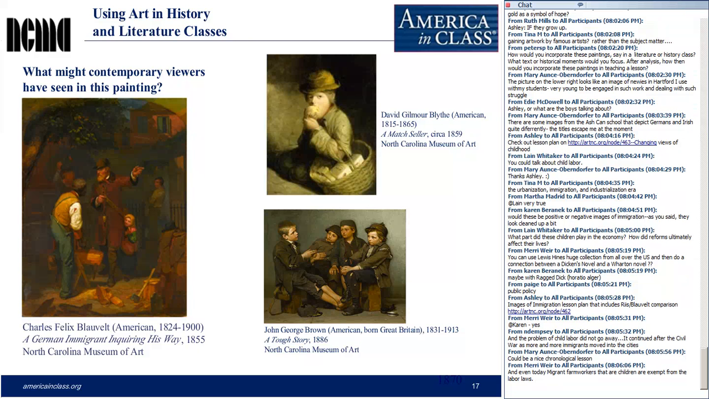The third painting. Now for something completely different.